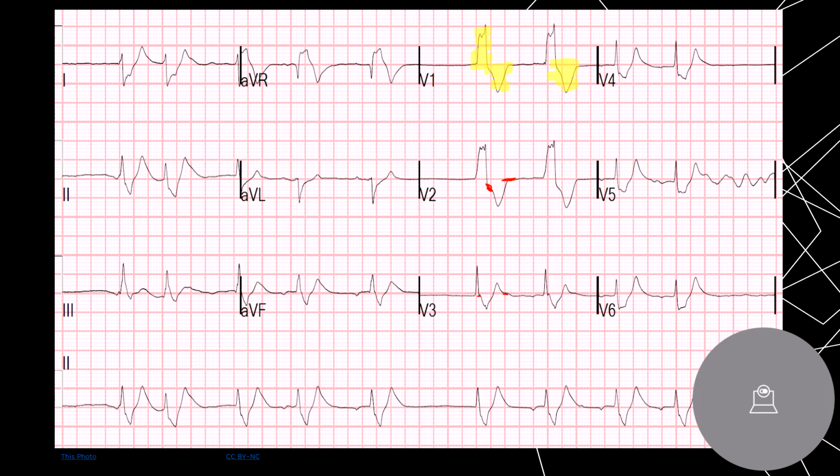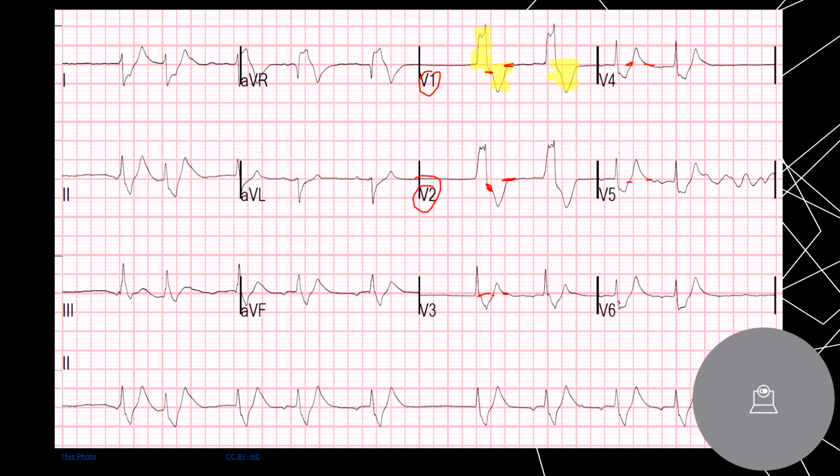This is your front. V3 looks okay. V1 looks okay. V2, I mean, these are reading out a little depressed. V3 looks good. This is your T wave. This is your J point. So V4 good. V5 looks good.